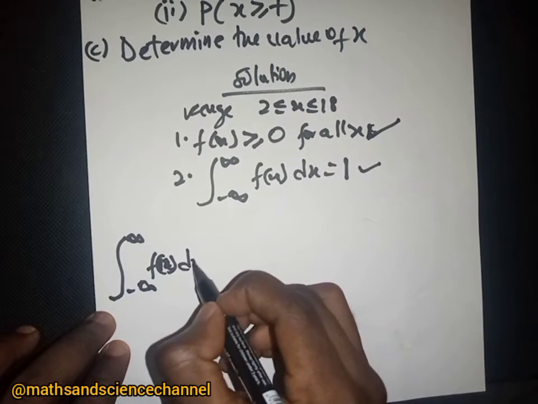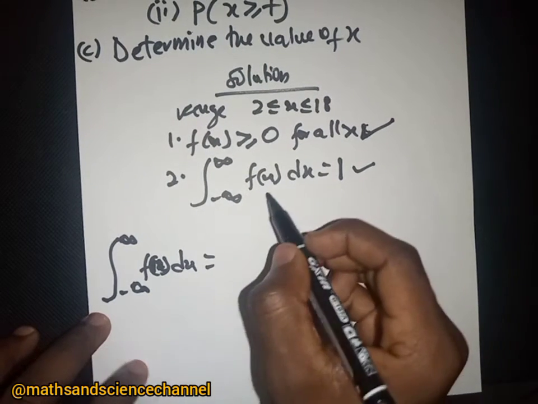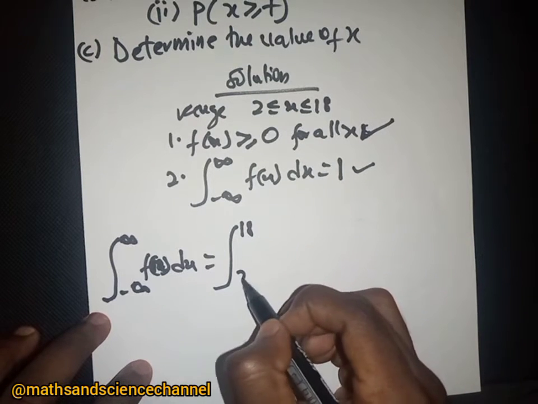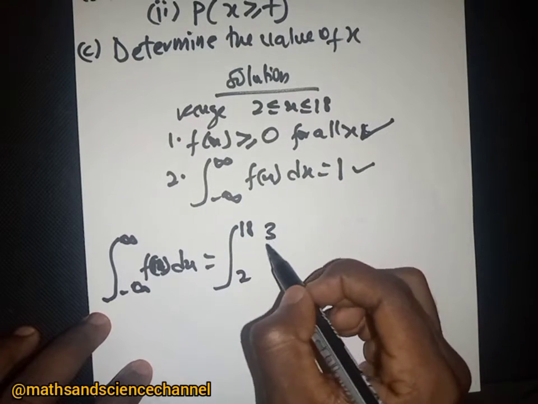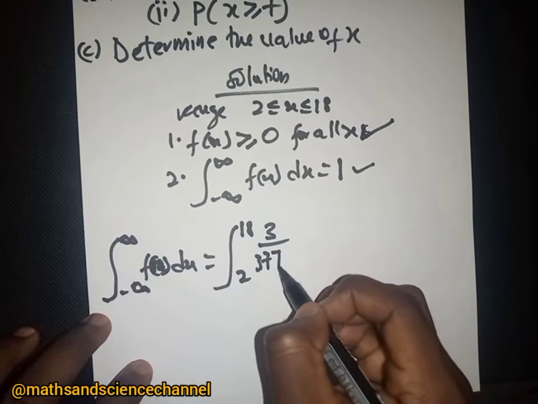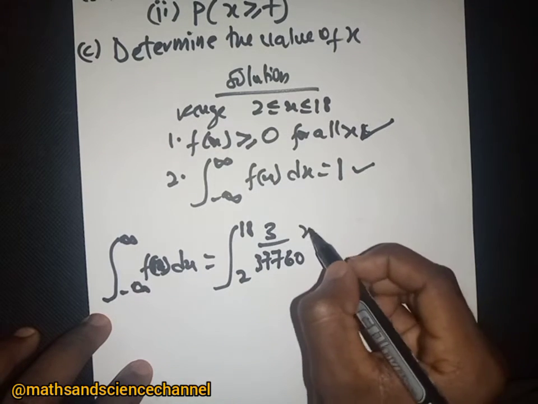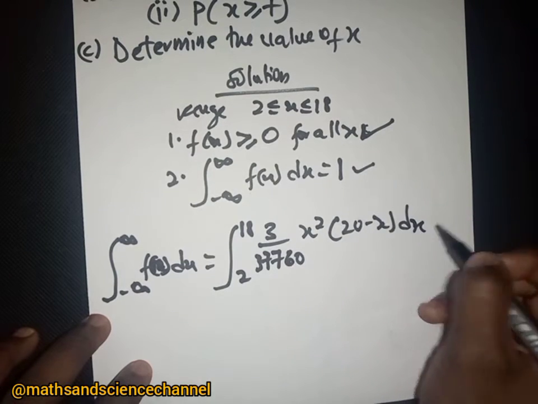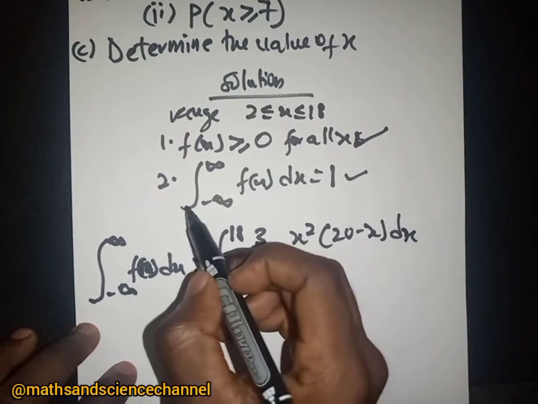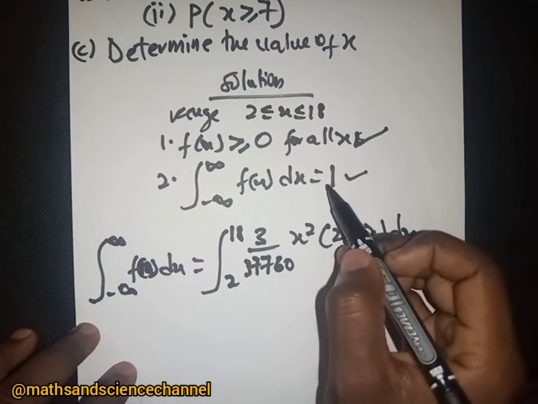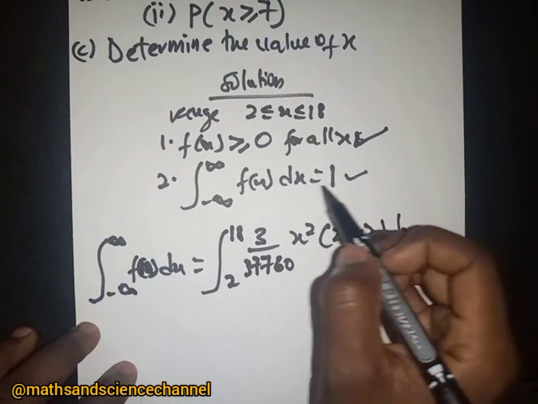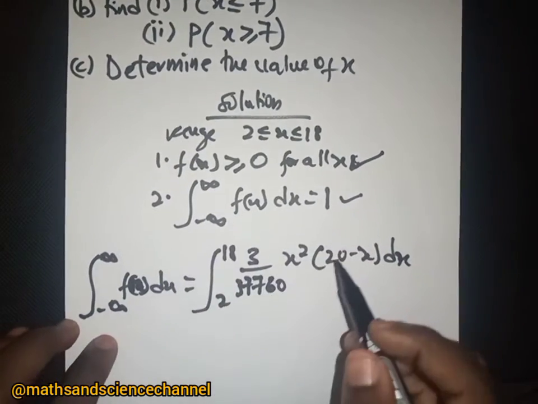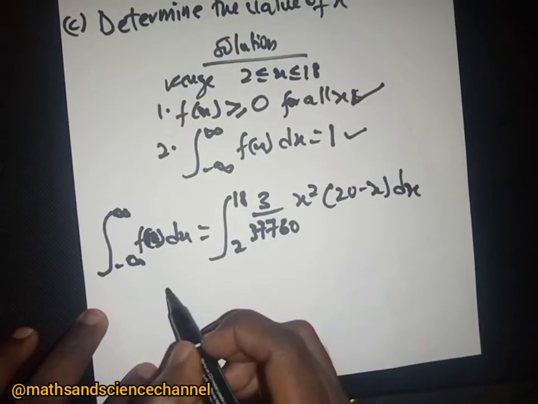So in the second condition, the integral of f of s dx will be equal to, we are just going to get the range of values from 2 to 18 here. Then we have 3 over 37,760, s squared, then 20 minus s, ds. So what we are trying to do here is to show that this is equal to 1. When we solve and this is equal to 1, then it means that the function here is a probability density. So let's quickly do that.